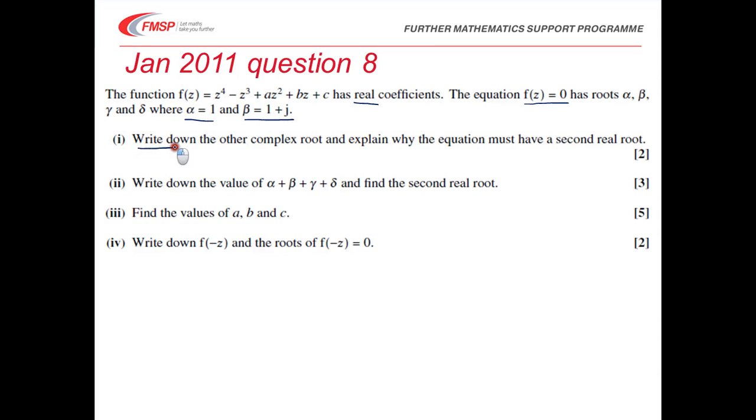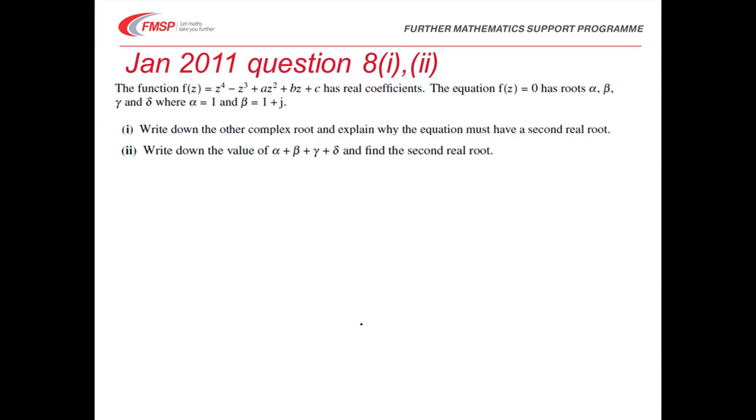We're asked to write down the other complex root and explain why the equation must have a second real root. We're asked to write down the value of alpha plus beta plus gamma plus delta and find the second root. For part 3, we're asked to find the values of a, b and c, and by the number of marks, that's where the meat of the question is. And then for part 4, write down f of minus z, and the roots of f of minus z equals 0. It's only 2 marks, so that should be straightforward when we get there.